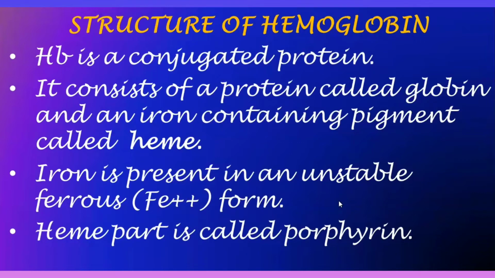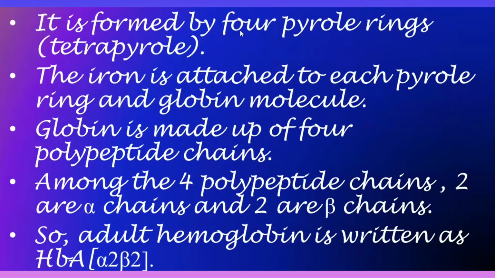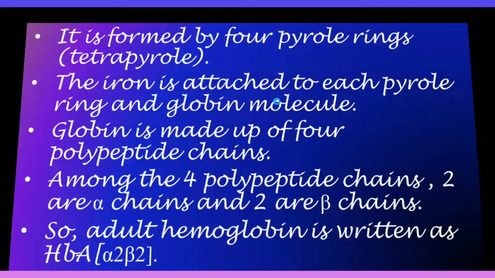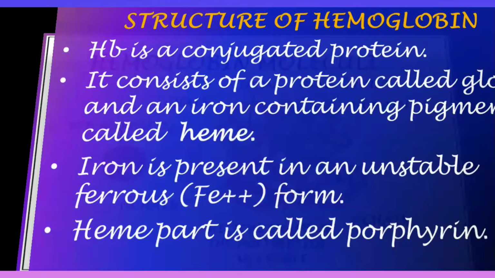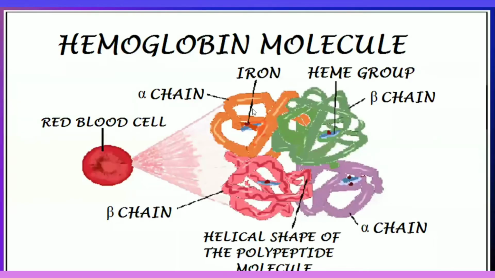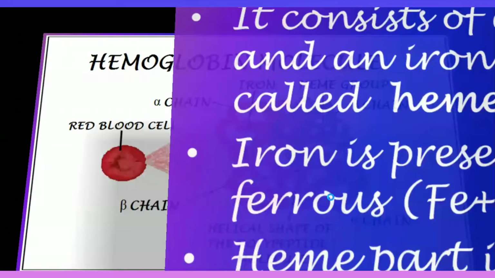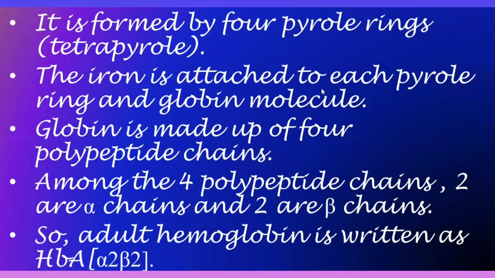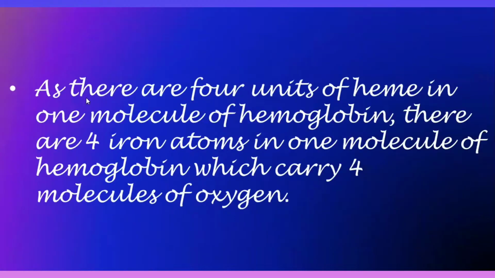Heme part is called porphyrin. It is formed by 4 pyrrole rings, that is tetrapyrrole. The iron is attached to each pyrrole ring and globin molecule. You can see that it is attached to each pyrrole ring and globin molecule. Globin is made up of 4 polypeptide chains. We saw that among the 4 polypeptide chains, there are 2 alpha chains and 2 beta chains. So adult hemoglobin is written as HbA, alpha 2 beta 2 in the brackets.